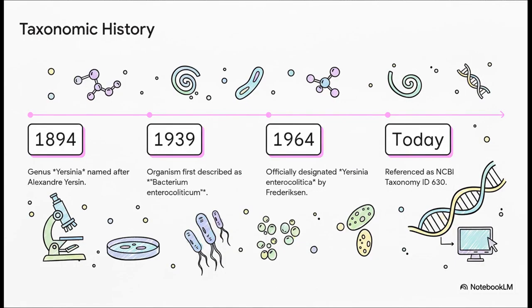And it's got a pretty clear history in the books. While the genus was named way back in 1894, this particular bug was first described in 1939, and then, in 1964, it got the official name we use today, Yersinia enterocolitica.